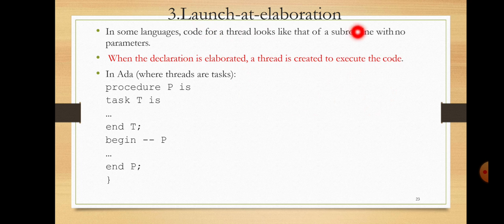Next is launch at elaboration. In some languages, code for a thread looks like that of a subroutine with no parameters. So launch at elaboration will be like that. In some languages, code for a thread looks like that of a subroutine but does not pass any parameters. When the declaration is elaborated, the thread is created to execute the code.